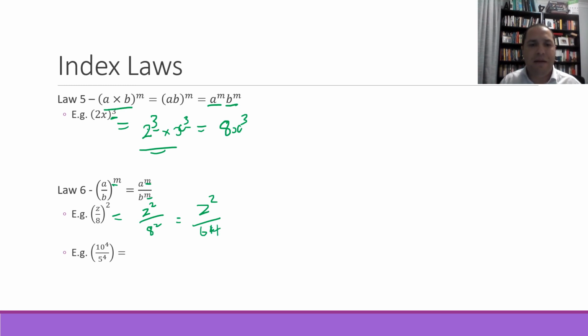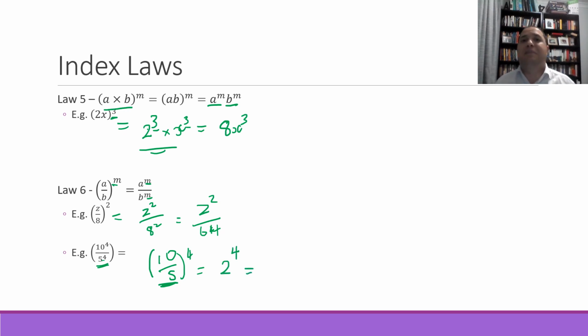Nice easy one there. Now this one here, let's say we want to simplify this expression. We could try and expand out 10 to the 4 and 5 to the 4, but we're not going to do that. What we're going to do is use this index law, but almost in reverse. So that power 4, I'm now going to write on the outside. So it's still 10 to the power 4, it's still 5 to the power 4. I've just put that power on the outside of the brackets. Now on the inside of the brackets, I can simplify that. 10 divided by 5 is 2, and the power of 4 is still there.